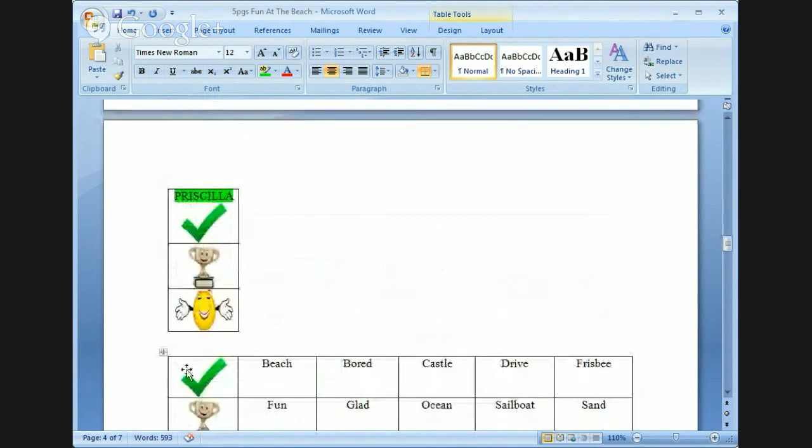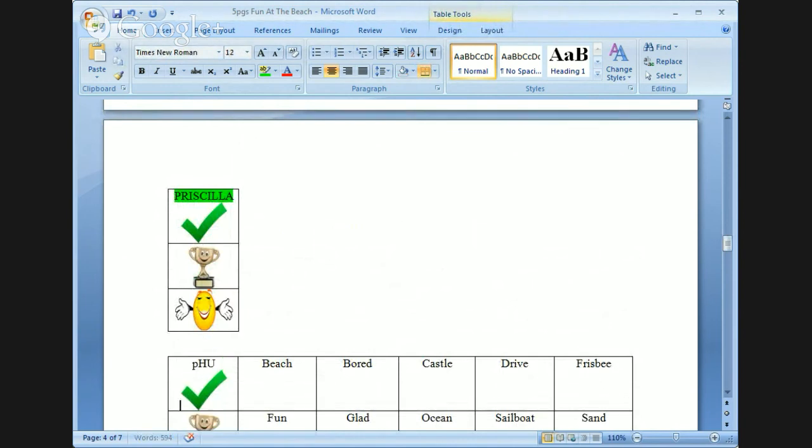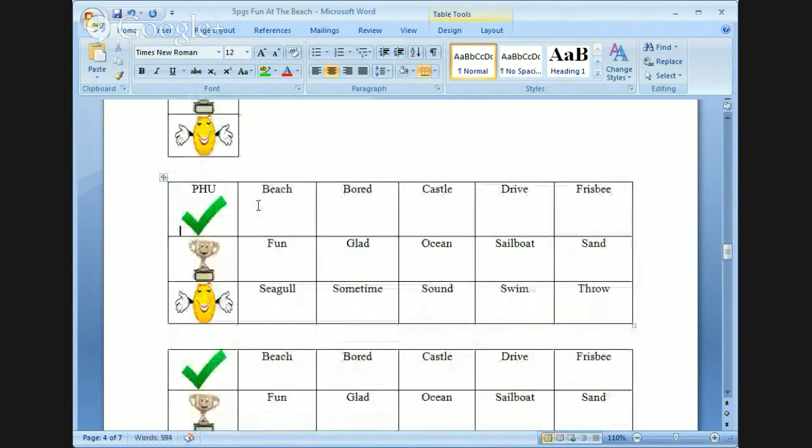All right, so let's see if we can get Phu to go first. All right. It's very challenging. Right? You're up for it. You can do it. Okay, on the count of three.